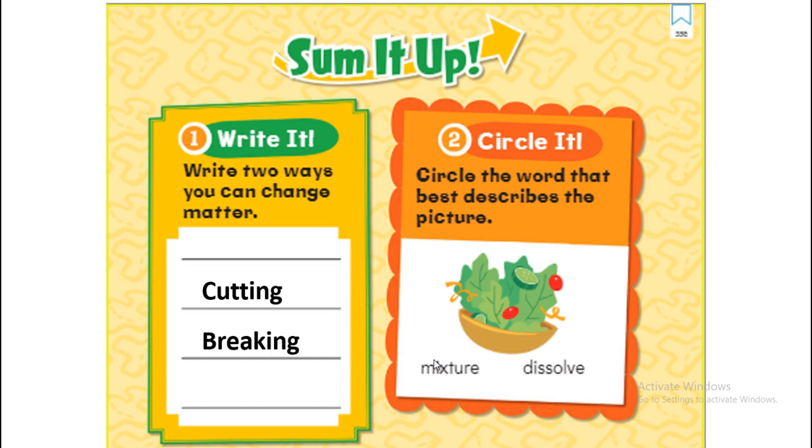Circle the word that best describes this picture. It's a picture of salad. So what do you think we can describe it with? A mixture or dissolve? Did we mix vegetables together to make a mixture? Or did we stir in water to make it dissolve? What do you think? A mixture, good job.